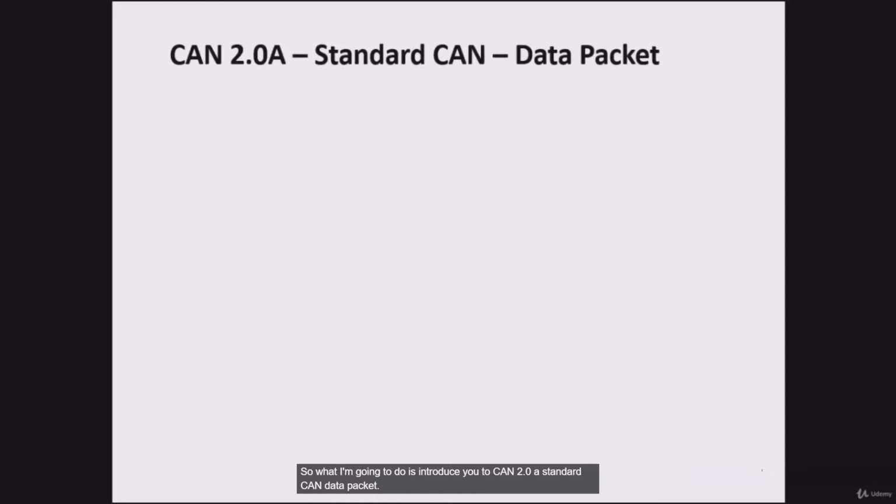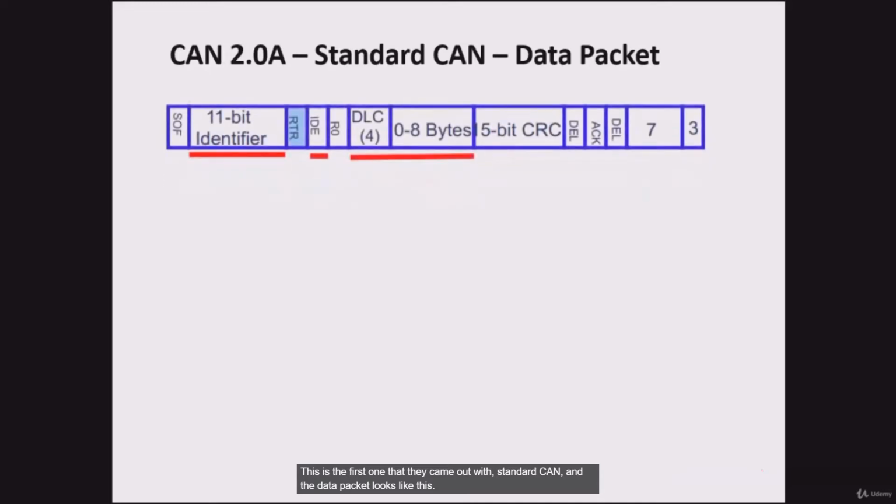So what I'm going to do is introduce you to CAN 2.0a standard CAN data packet. Now, what is a standard CAN or what is 2.0a? Isn't CAN bus all throughout? Not exactly. We'll get into the different flavors, so to speak, of CAN bus later on in the course. But right now, I want you to just know CAN 2.0a and another one I'll show you just now. This is called standard CAN. This is the first one that they came out with, standard CAN. And the data packet looks like this.